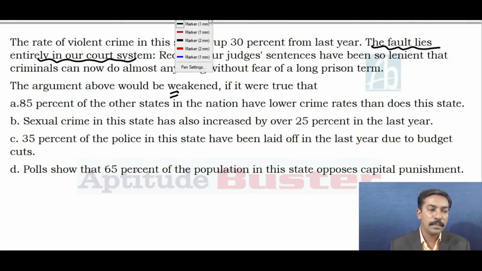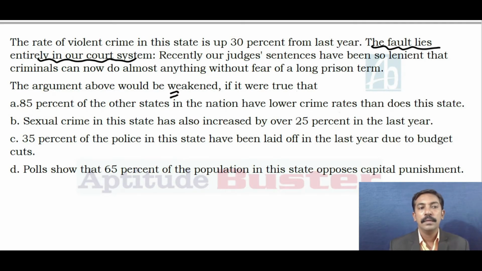Let's start analyzing the options. Option A, 85% of the other states in the nation have lower crime rates than does this state. Option A is a misleading option.